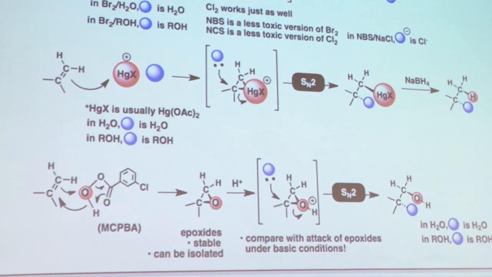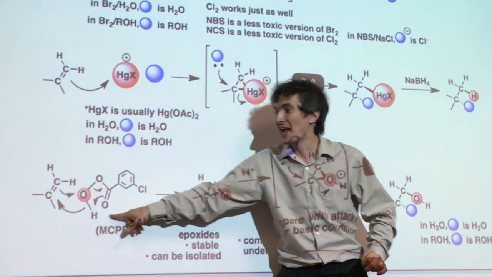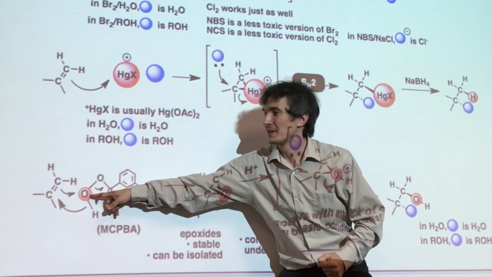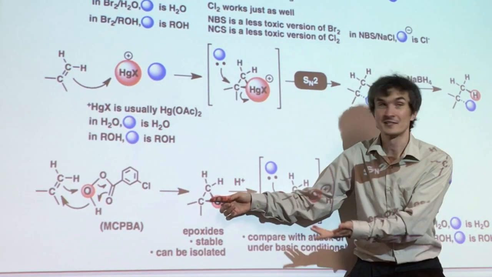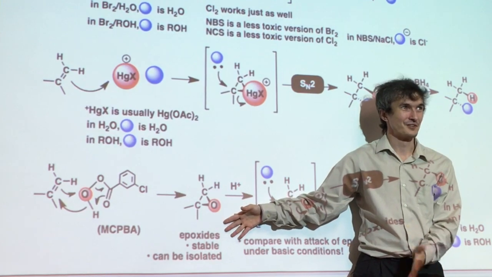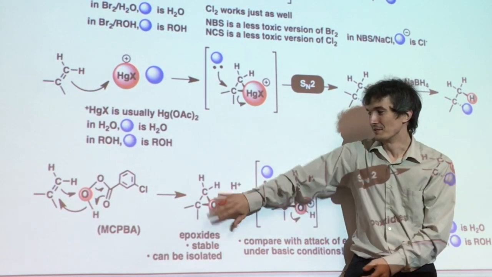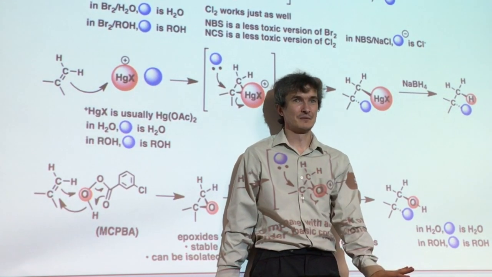Same happens with this one. It looks a little more complex, but that's MCPBA. All that is, kind of a similar thing. One of them is red, but there's no blue ball, so the red ball just gets stuck. And this is how you make epoxides. That's your favorite reaction for a lot of you, right? And you can stop here. Usually you add MCPBA, you get your epoxide, that's it.